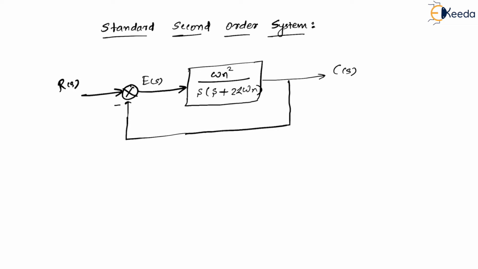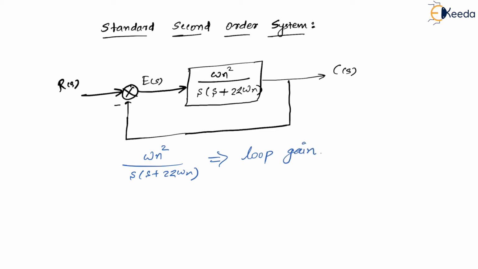Now we have seen that whatever this particular open loop transfer function that we have here, I mean to say this omega n squared upon s into s plus 2 zeta omega n, this thing is called as loop gain. Is that correct? We have seen that already. So we can say that this omega n squared upon s into s plus 2 zeta omega n is nothing but loop gain, correct?